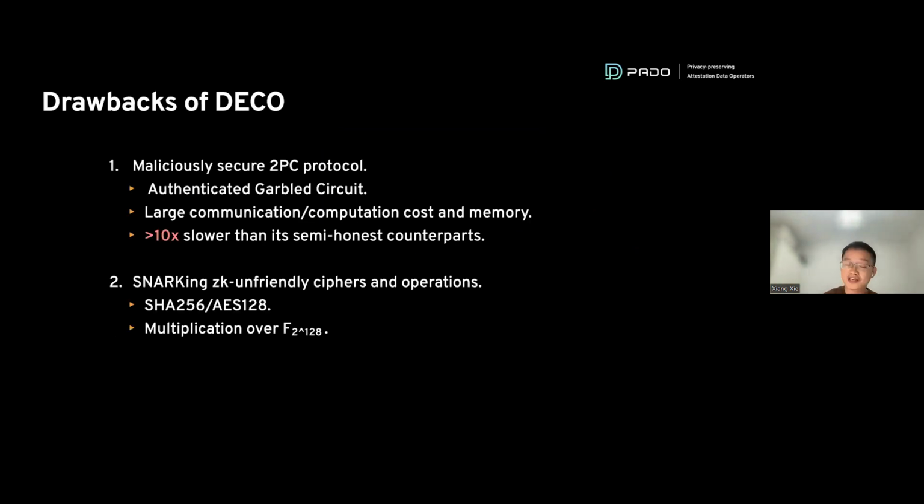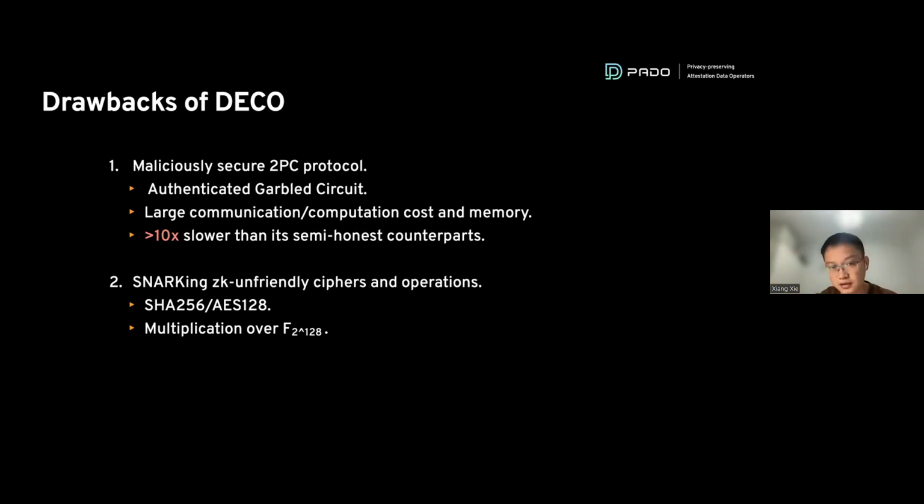there are drawbacks of DECO. The drawbacks are about efficiency and performance. In the DECO paper, they use a maliciously secure 2PC protocol, a very generic 2PC protocol. They use authenticated garbled circuits, which are complicated and involve very large computation cost and very large memory.